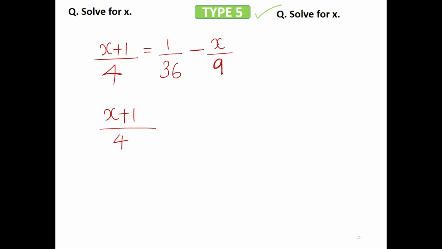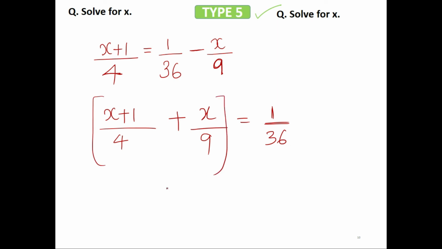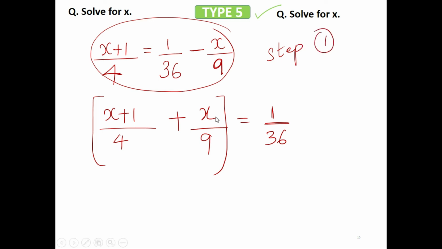So the aim should be to bring the variables to one side of the equation. So I'll be bringing x over 9 to this part, and then you have 1 over 36. So now this is a type 4 solving. That is all that you have to remember when you get a question in this form. Remember the step 1, bring the variables to one side.